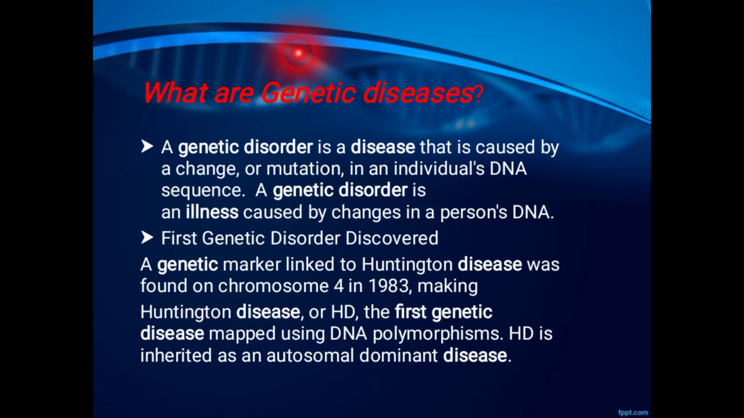In 1983, a genetic marker linked to HD was found on chromosome 4, making it the first genetic disease to be mapped using DNA polymorphism. However, the gene was not finally isolated until 1993.